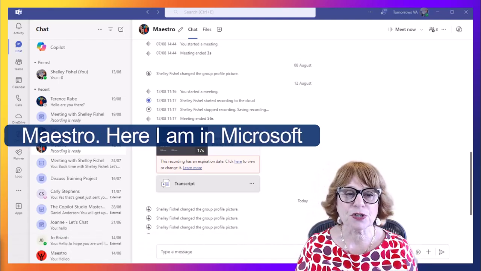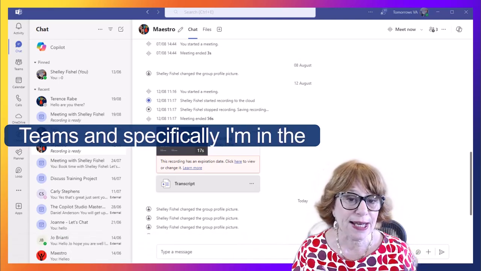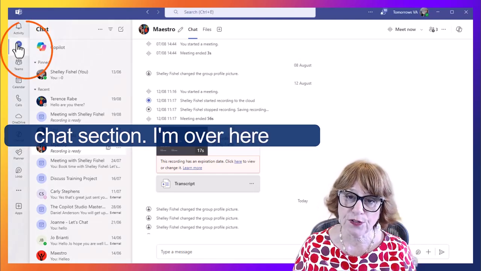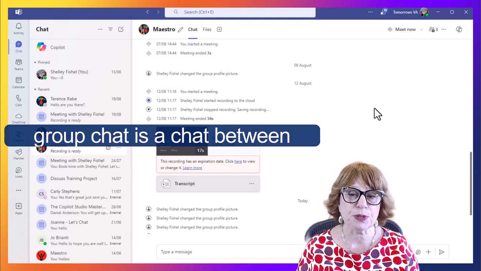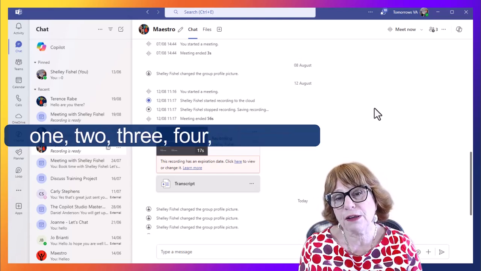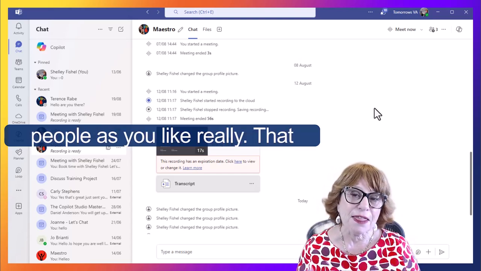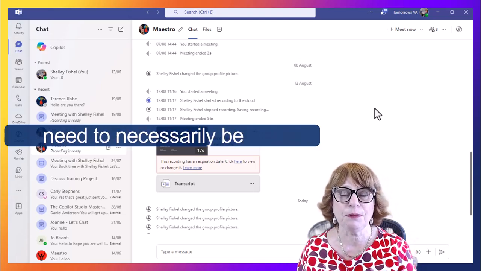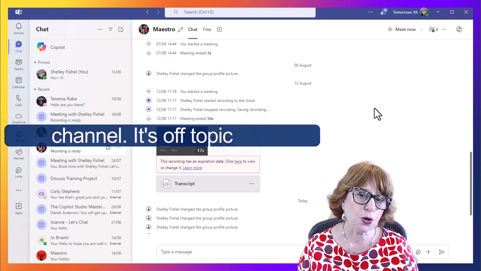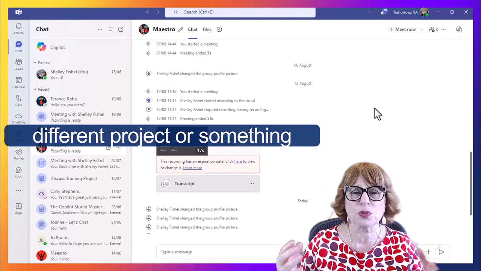Here I am in Microsoft Teams, and specifically I'm in the chat section. So I'm over here in chat. Here I have a group chat. A group chat is a chat between one, two, three, four, as many people as you like really, that are always going to be chatting about something that doesn't need to necessarily be in a channel. So it's off topic or a different project or something else.